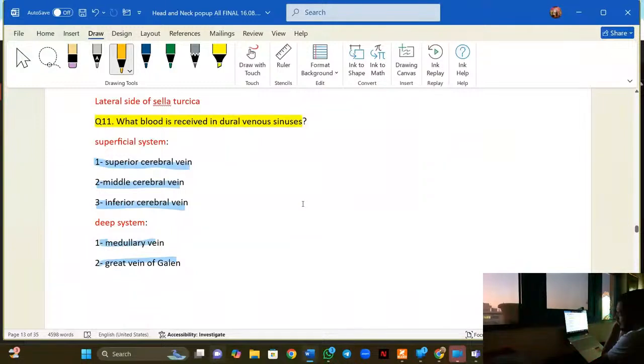Superficial system: superior cerebral vein, middle cerebral vein, and inferior cerebral vein. This is superficial system and deep system. Superficial system takes superior cerebral vein, middle cerebral vein, and inferior cerebral vein. And deep system is medullary vein, great cerebral vein of Galen.